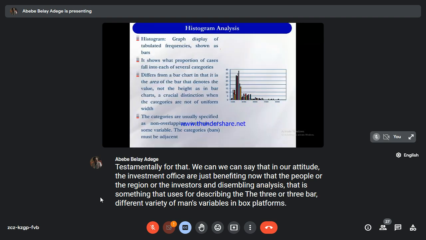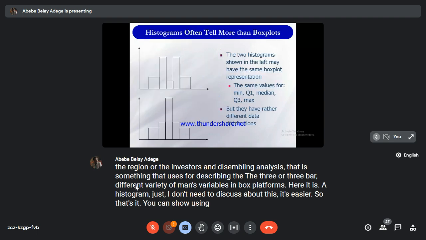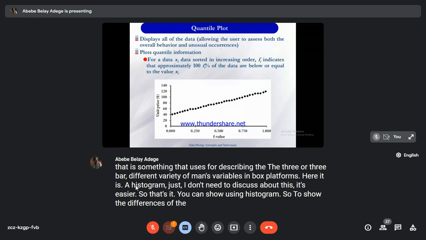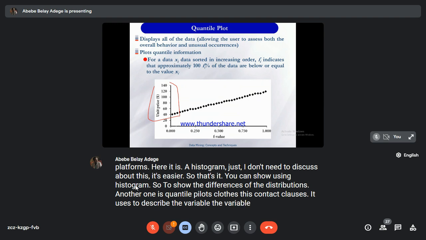Here it is a histogram. I don't need to discuss this. It is easier, so that you can show using a histogram the differences of the distributions. The other one is quantile plots. These quantile plots are used to describe the variable in percent forms.